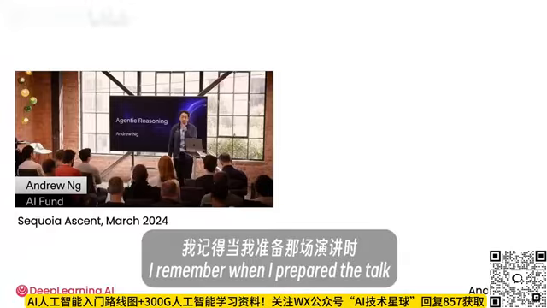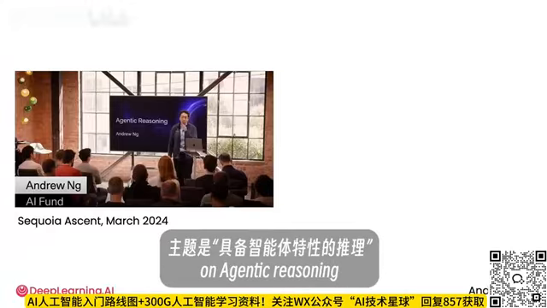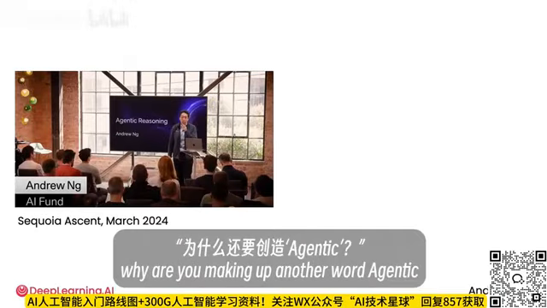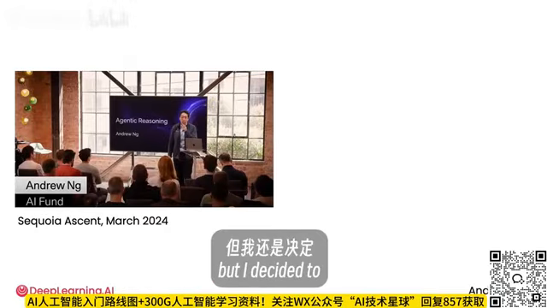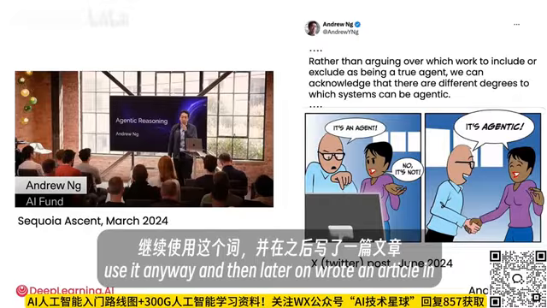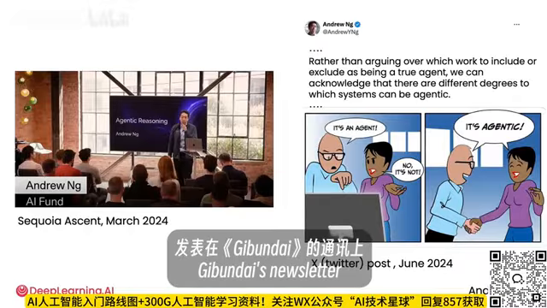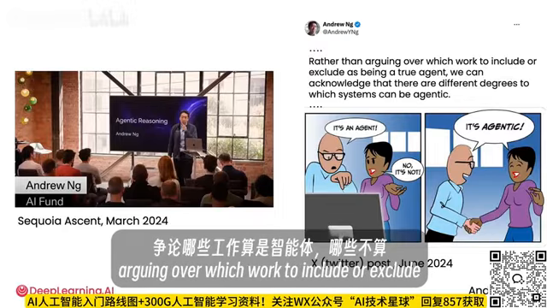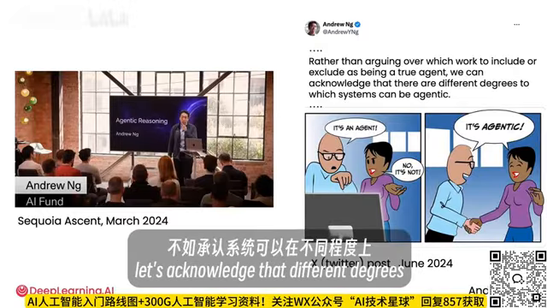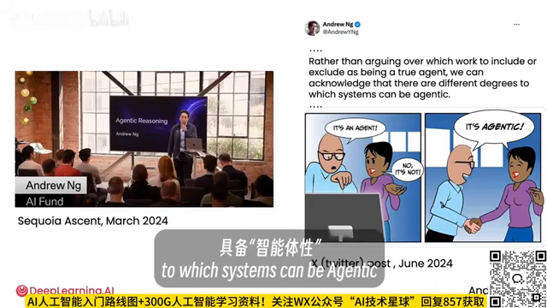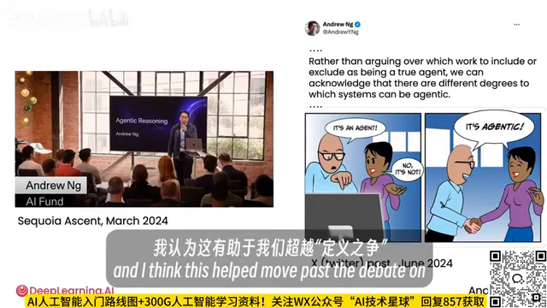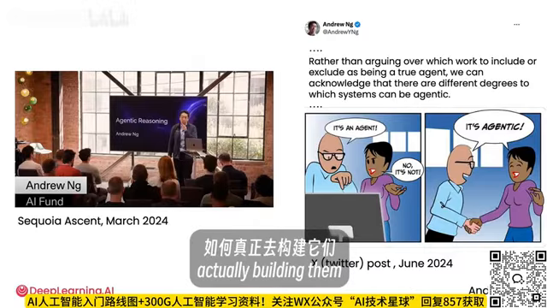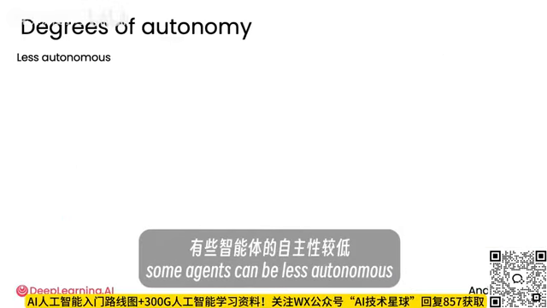I remember when I prepared a talk on agentic reasoning, one of my team members actually came to me and said, hey, Andrew, we don't need yet another word. We have agent. Why are you making up another word, agentic? But I decided to use it anyway. And then later on, wrote an article in DeepLearning.AI's newsletter, The Batch, and also posted on social media saying that instead of arguing over which word to include or exclude as being a true agent, let's acknowledge there are different degrees to which systems can be agentic. And I think this helped move past the debate on what is a true agent and let us just focus on actually building them.